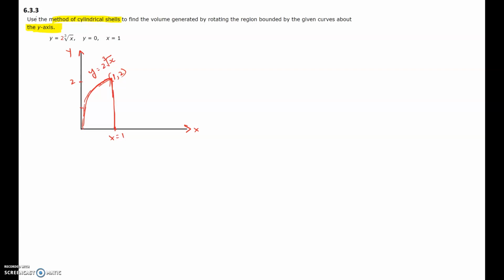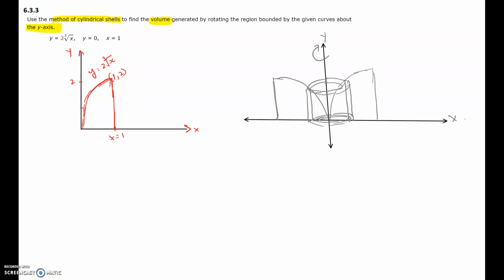Now we have to use the cylindrical shell method to find the volume generated by rotating the region about the y-axis. We are going to sketch another graph where we show how the volume works. The axis of rotation is the y-axis. When we rotate this region about the y-axis, this is how we get the solid. The question is asking us to use the method of cylindrical shells to get the volume.